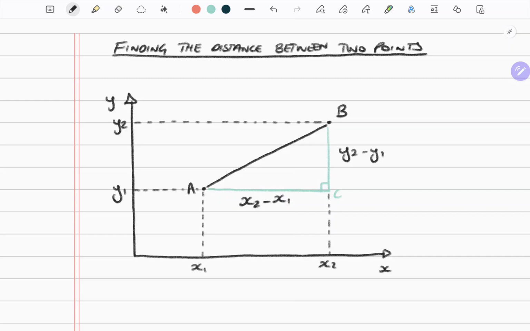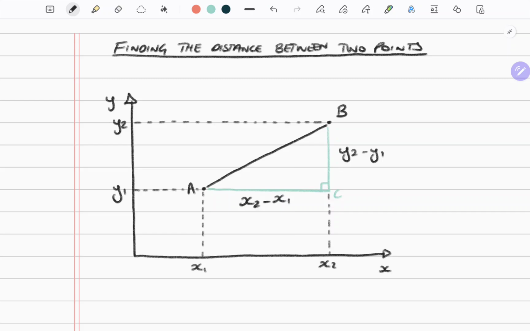To find the length of this section here in this greenish turquoise color, I would have to subtract the value of the first X point from the second X point. So X sub 2 minus X sub 1. And the same would be the case for this in the Y direction here.